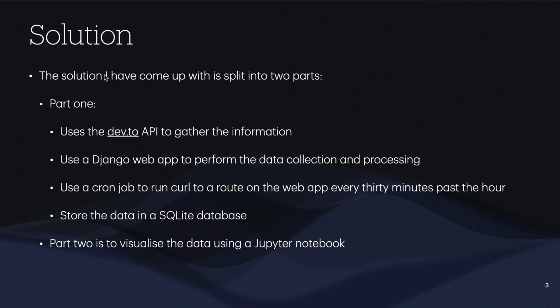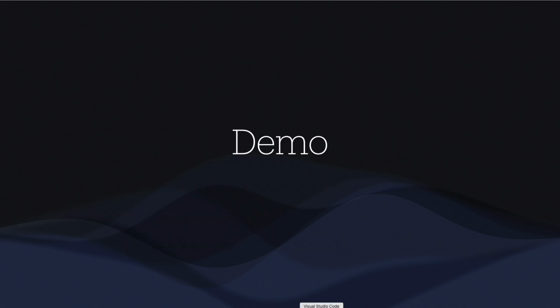I did this using two solutions. Part one was to use the dev.to API to gather the information. That would be triggered by using a Django web app to perform the data collection and processing. In turn, a cron job was used to actually trigger the collection of the data using a specific route on the server, and then the data will be stored in a SQLite database. After that, I wanted to be able to visualize the data using a Jupyter notebook. So I'll just show you that working now.